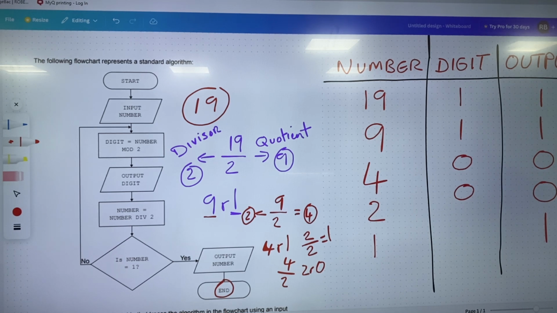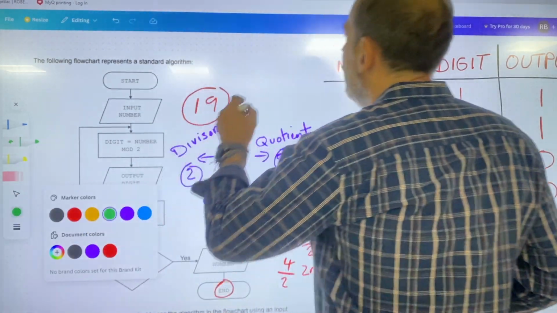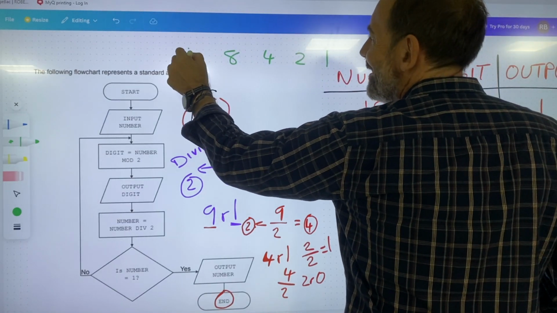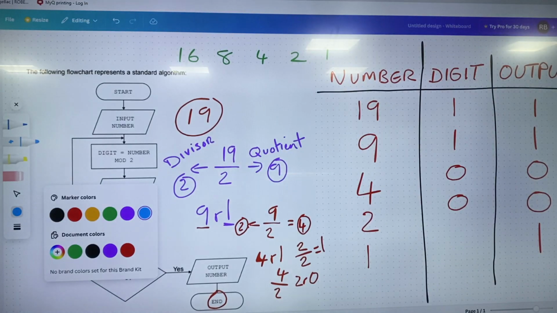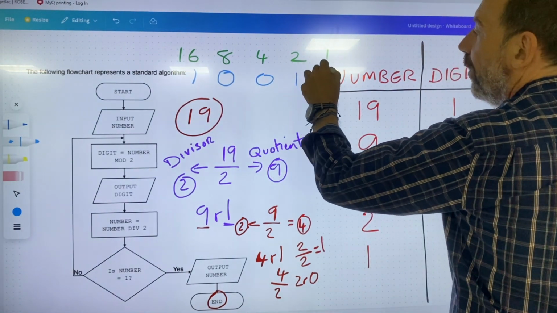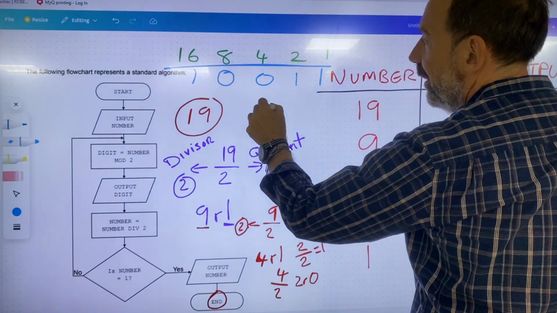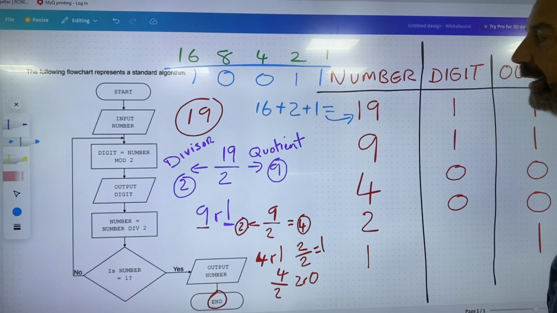So I'm looking at this and thinking, okay, normally when we do a register, we do it in reverse order. So let's change the color of this to green. If I go 1, 2, 4, 8, 16, and now it wants to just draw lines. If I take this into account, I've got 1, 0, 0, 1, 1. Okay, so I've got one lot of 16, so I've got 16 plus 2 plus 1 equals 19.